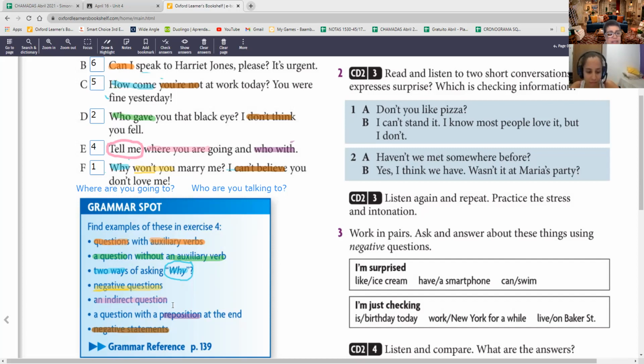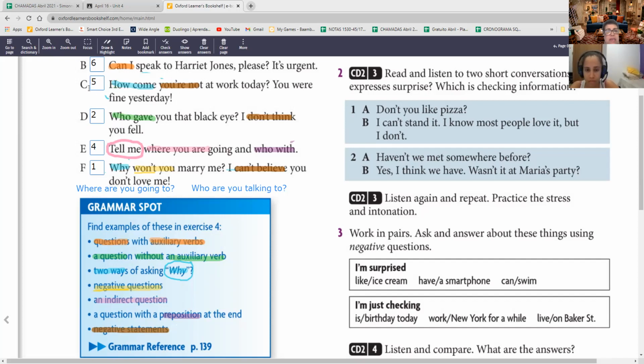And finally, here we have the negative statements. Statements are sentences that are in the negative. That's why we call them negative statements. They are not negative questions, right? They are negative statements. So here I put them in brown just to make them different.